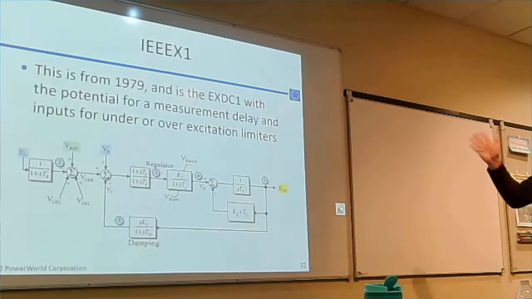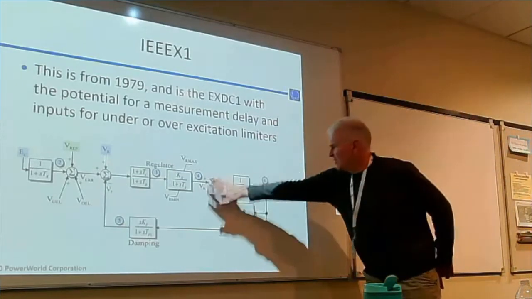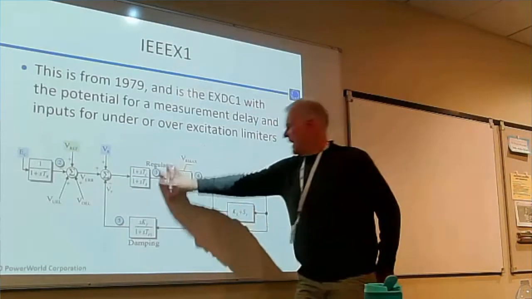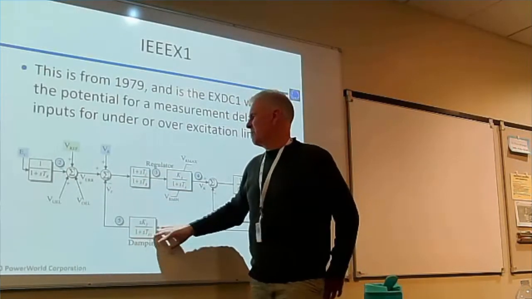Okay, if we continue on, the IEEEX1, this is from 1979, and is the EXST1 with the potential for a measurement delay and inputs for under and over excitation limiters. So in the IEEEX1, this here is the same, that's the same, that's the same, that's the same.